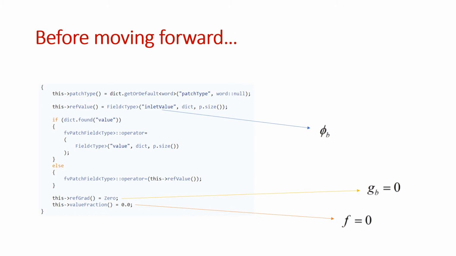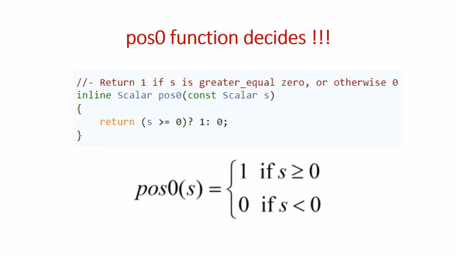Think like this. Something is going out, something is going in, and according to that, I need to change the signs. How will I know whether the reverse flow is there or not? The trick is this PosZero function. So let us first understand what the PosZero function is, and then we will implement it in our code.